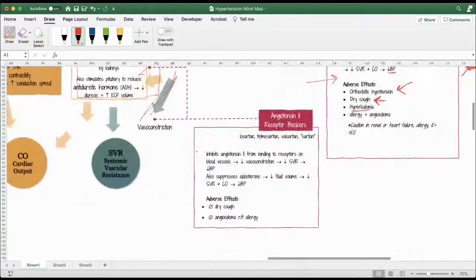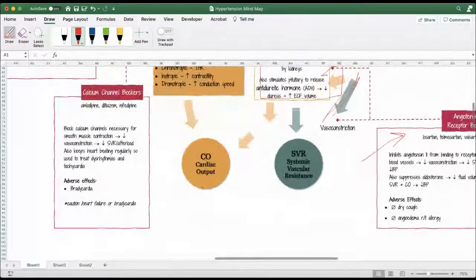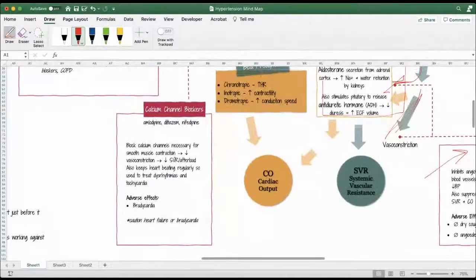I'm not going to worry about these angiotensin 2 blockers. You can read through them. It's very, very simple, does a very, very similar thing, and there aren't any really serious adverse effects that I want to highlight. The only thing I think I want to highlight with the calcium channel blocker, so this blocks the calcium channel that's necessary for smooth muscle contraction. So it decreases your vasoconstriction, decreases your afterload. Keeps the heart beating really, really regularly, but it does cause bradycardia.